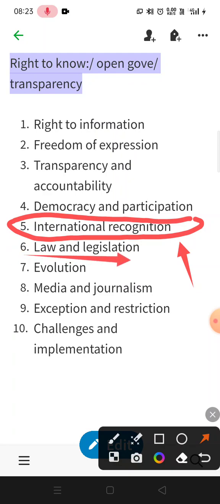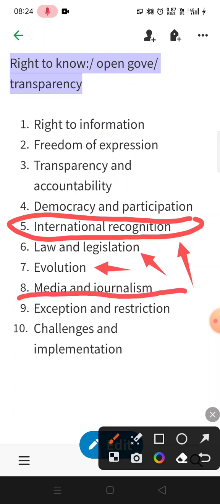Next is law and legislation, which is definitely one of the things. It also comes under the purview of the right to know. Evaluation, yes, in many instances evaluation happens. Then media and journalism have a role, as they are free to ask the government for information. But despite all this, there are some restrictions and exceptions as well.